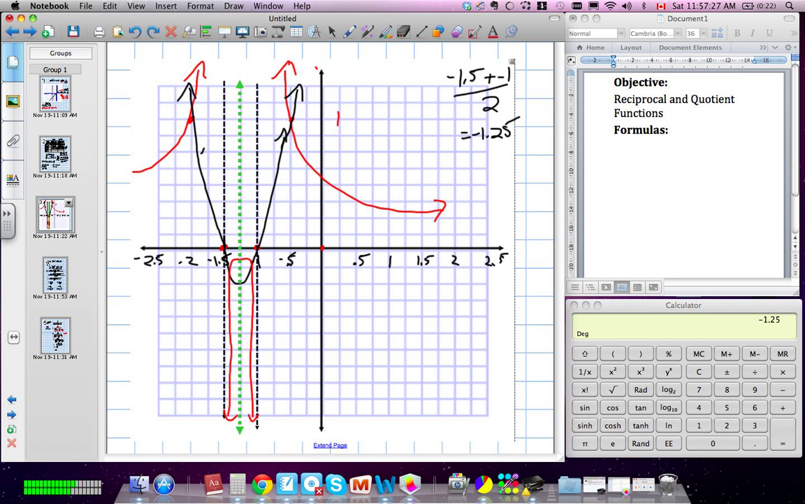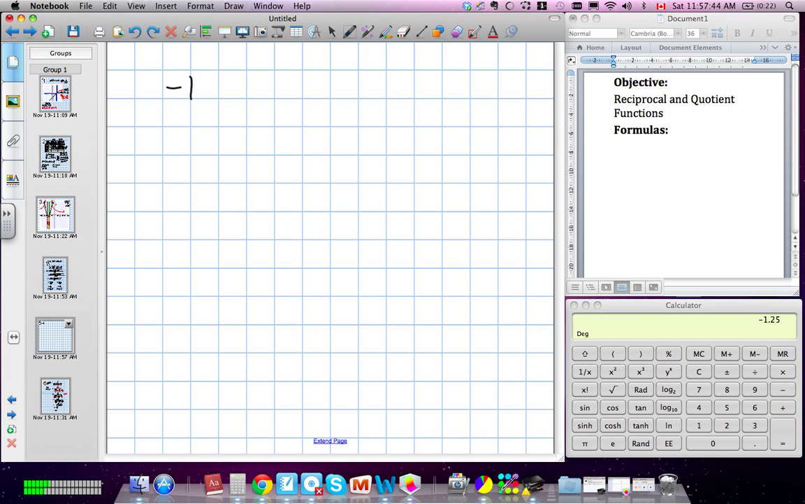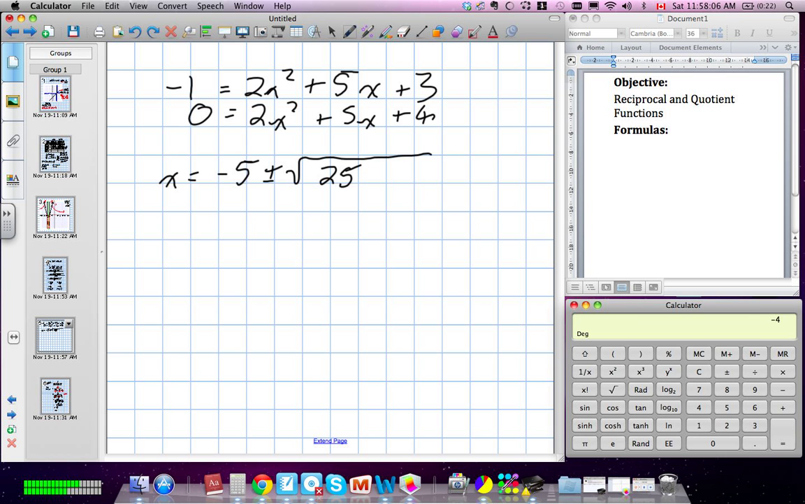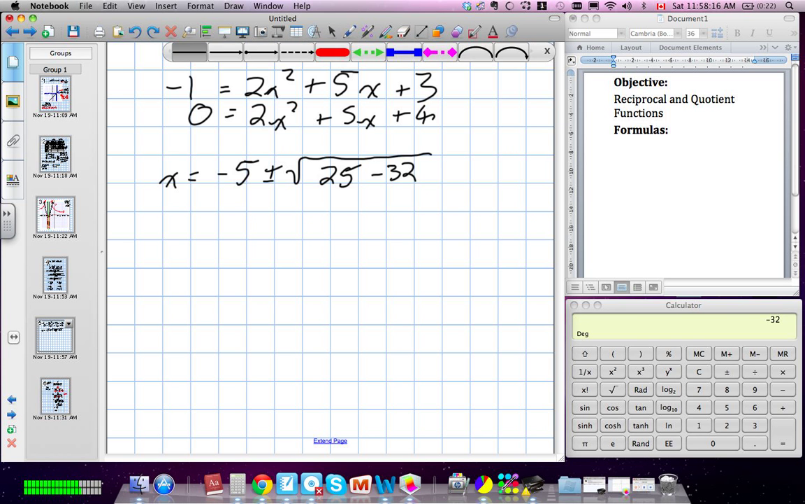Our other option also, in this one we're just going to use the number -1. So we still have 2x squared plus 5x plus 3. We need to set it equal to 0, 2x squared plus 5x plus 4. Our quadratic formula, we get negative 5 plus or minus the root of 25. And we need negative 4 times 2 times 4, right? Mm-hmm. Do this a little quicker. Minus 32. This is where everything starts to make sense. 2 times a is 4. Make sense? Yep. Okay? So we have negative 5 plus or minus the root of what number?